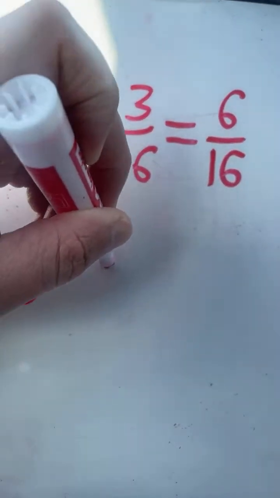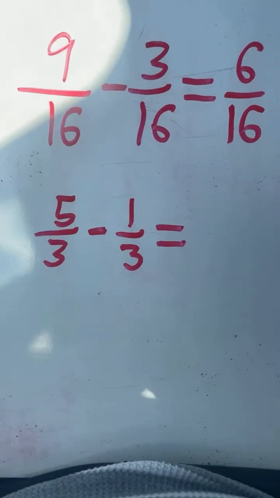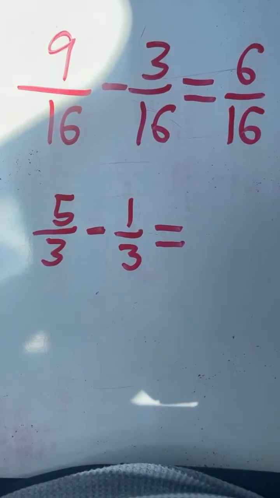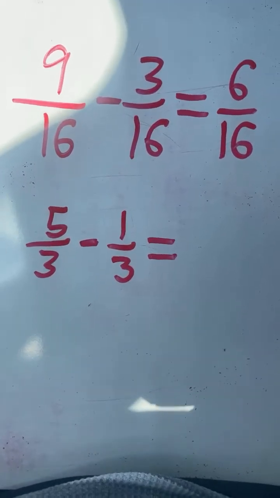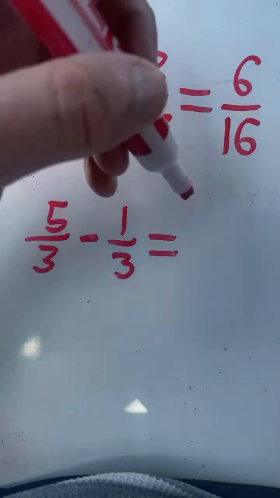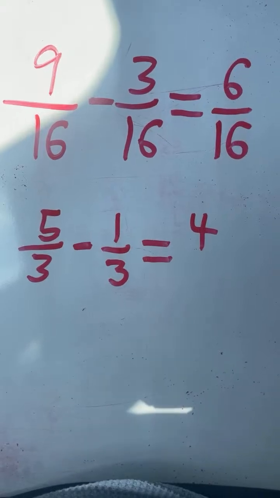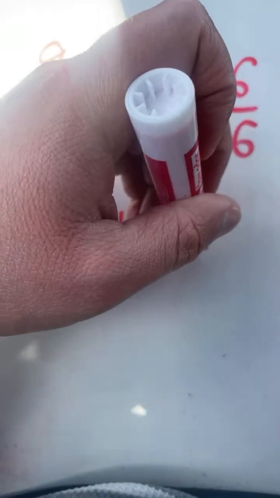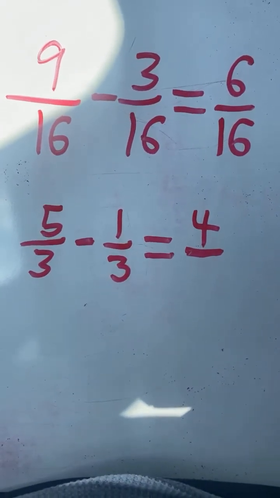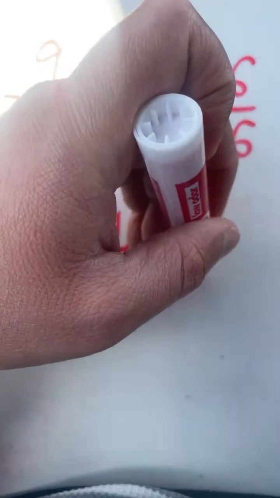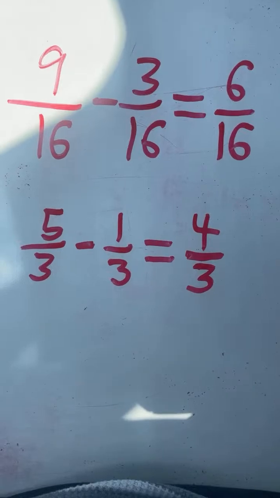5/3 minus 1/3. Notice I threw a curveball here. All right, step one, we subtract our numerators. 5 minus 1 equals 4. Step two, we keep our denominators the same. Even with improper fractions, the steps don't change. We subtract our numerators, we keep our denominators the same. 5/3 minus 1/3 equals 4/3.